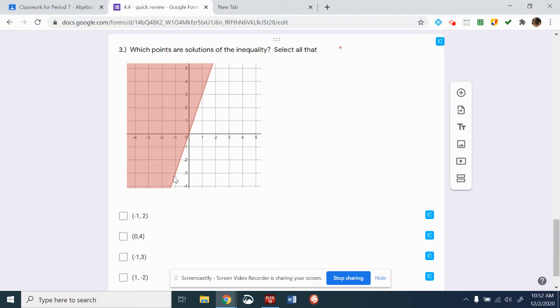Okay, and just a quick note, if you were on the solid line, so if you were here, or here, or here, those would count as solutions. So a solid line counts as answers, the dashed line does not.